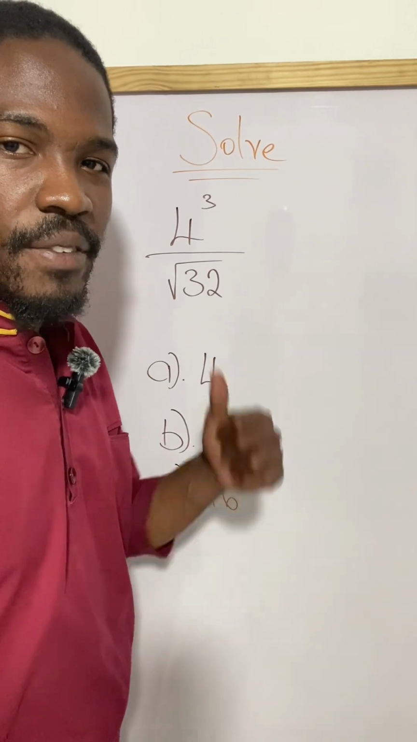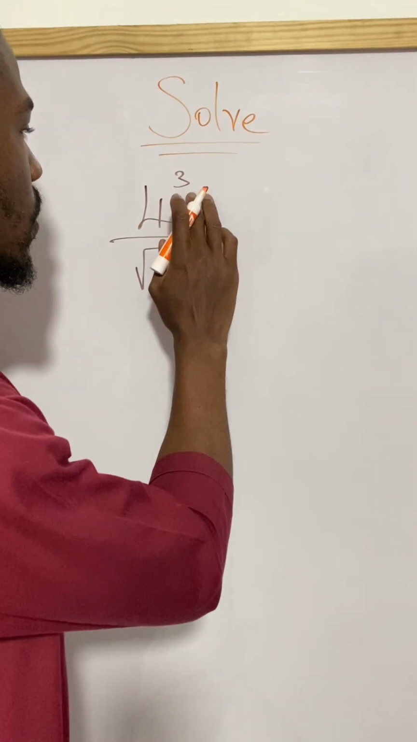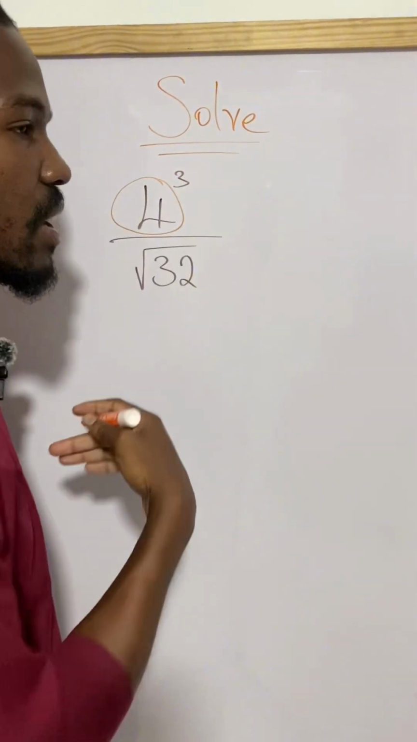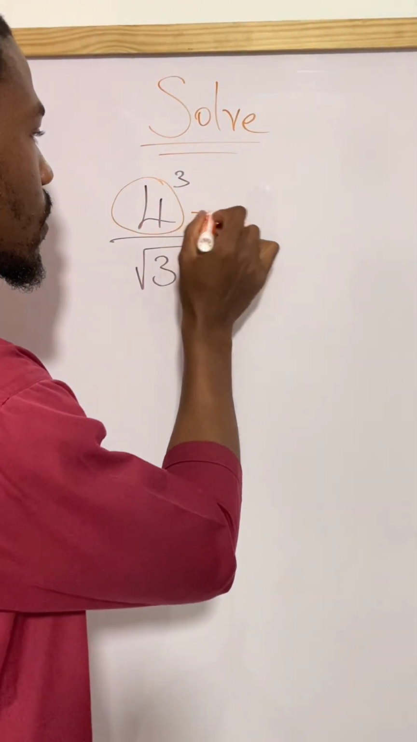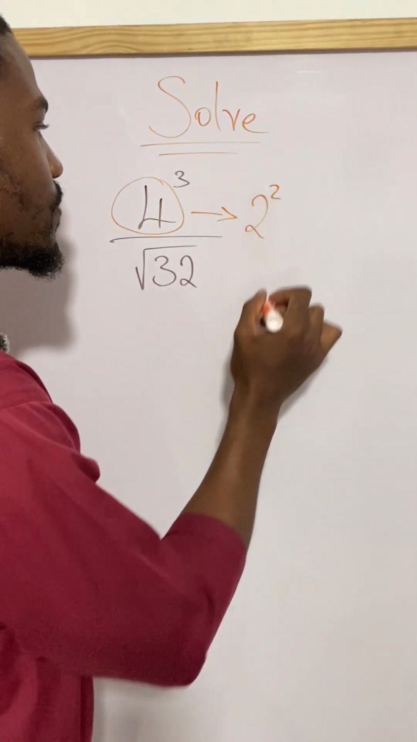Do you know how to solve this math problem? Let me show you how. Since we have 4 cubed, our 4 right here is really a squared number, so we could actually write it as 2 squared, right?